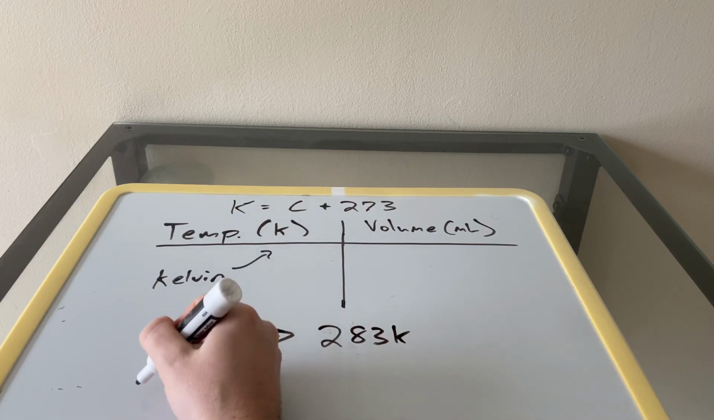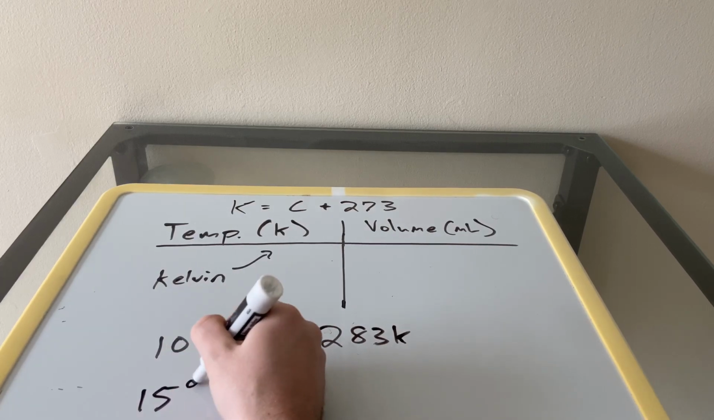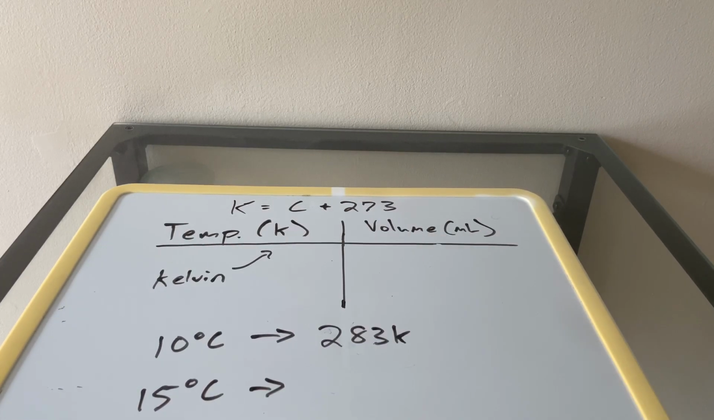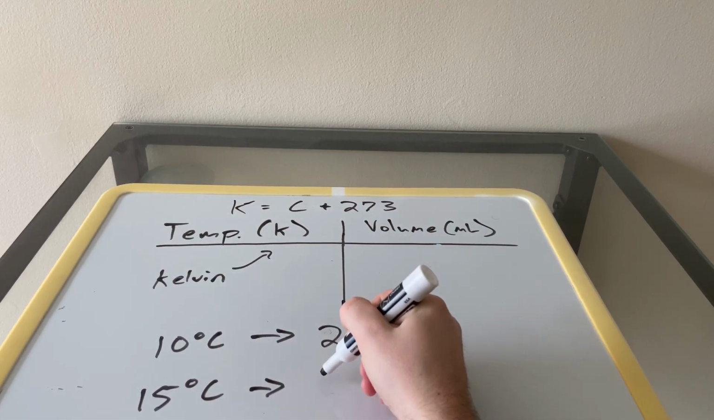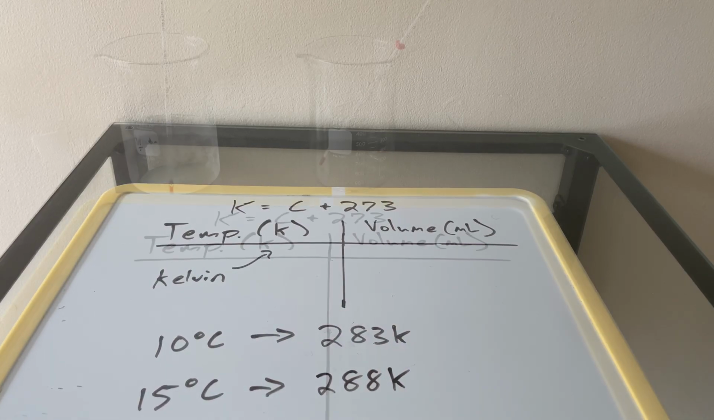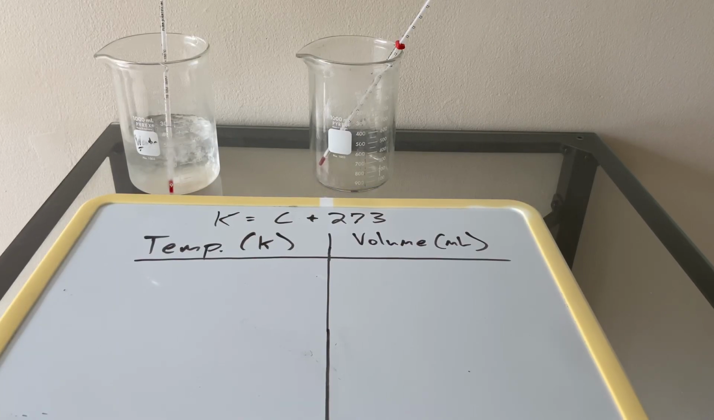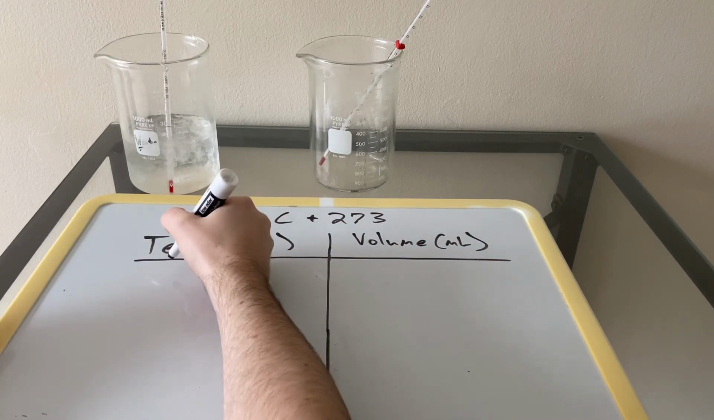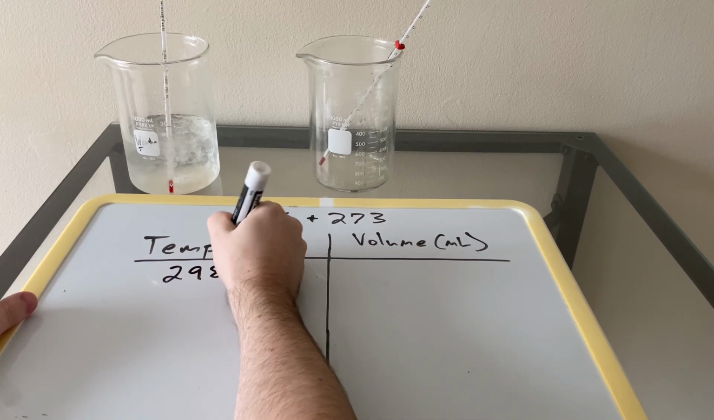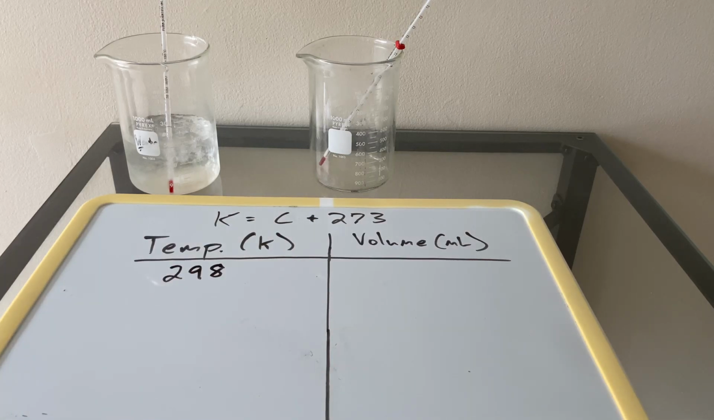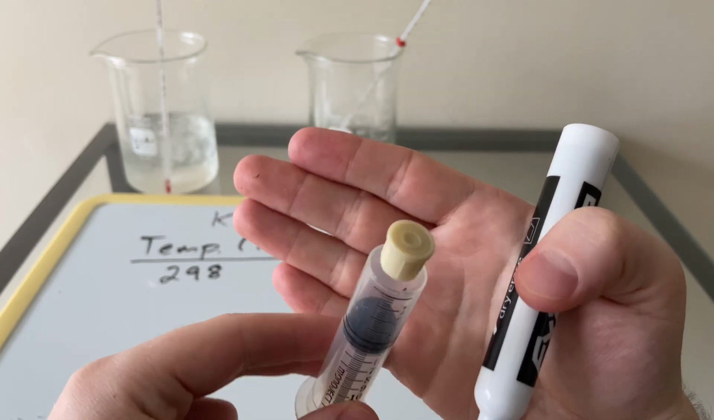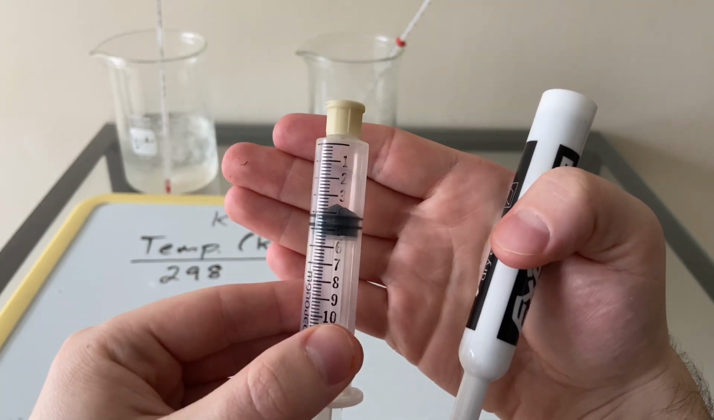If something was 15 degrees Celsius, again, I'd just add 273. 273 plus 15 is 288 Kelvin. Now there's a really good reason why we're using Kelvin, which I'll explain on the data document. So I'm going to start off just at room temperature. The room I was in was 25 degrees Celsius, so I'm going to add 273 to that and get 298 Kelvin.